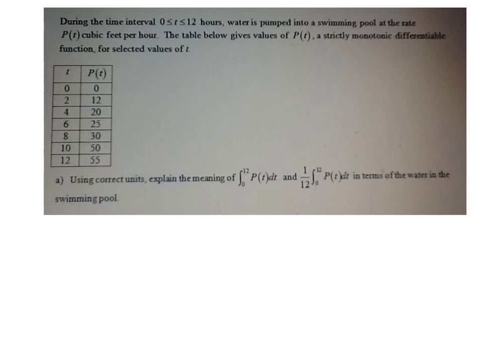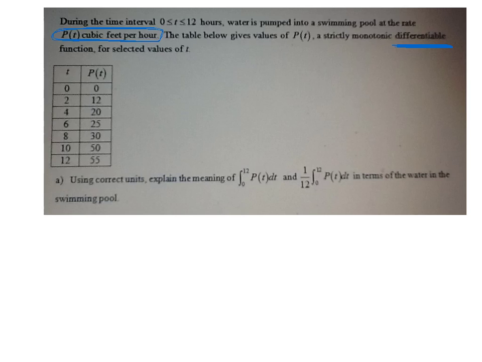Okay, we're only going to do one more problem, but again, it might have a part A or B, maybe even a C here. So it says, during the time interval 0 to 12 hours, water is pumped into a swimming pool at a rate of P of t cubic feet per hour. Okay, and I can't stress, underline those units. All of these questions are about the units. The table below gives values of P of t, a strictly monotonic differentiable function for selected values of t.